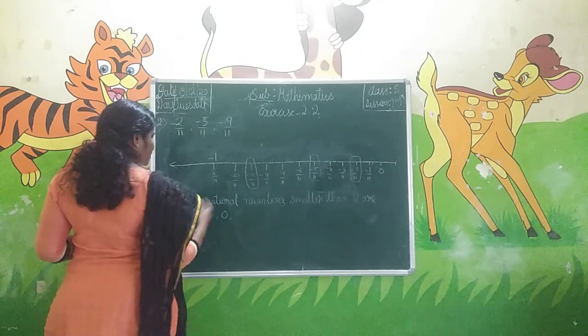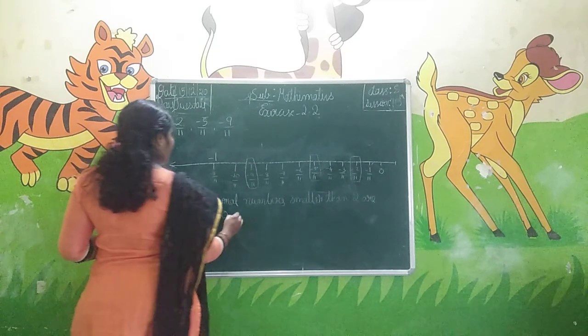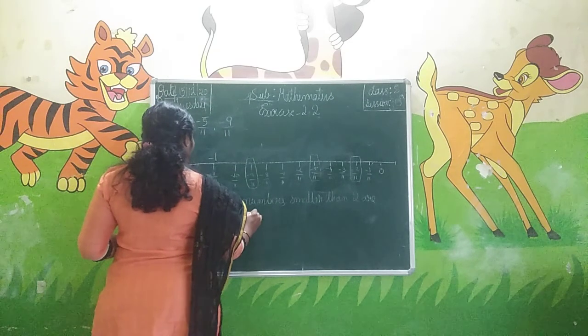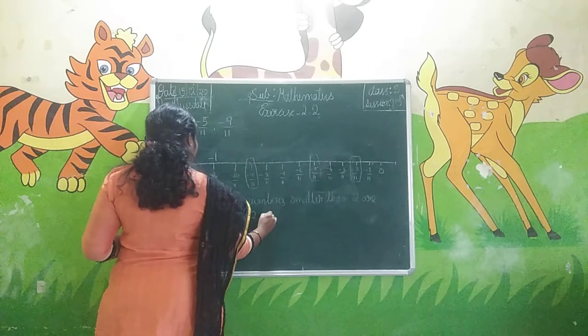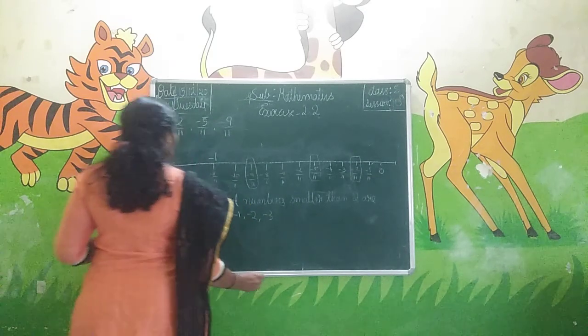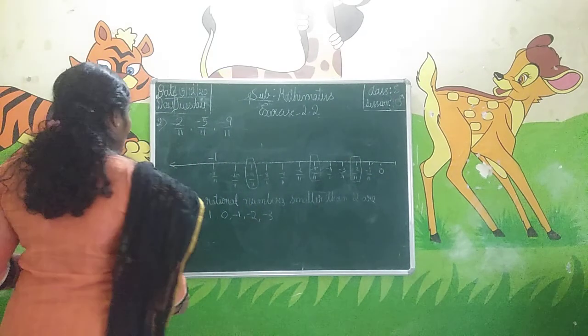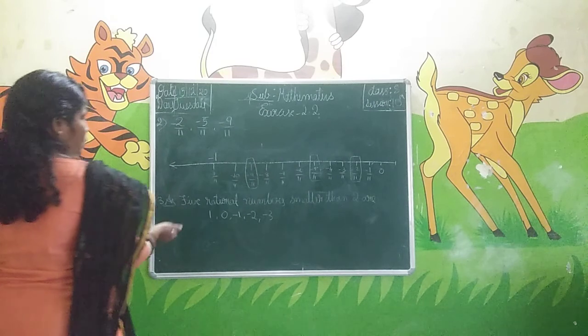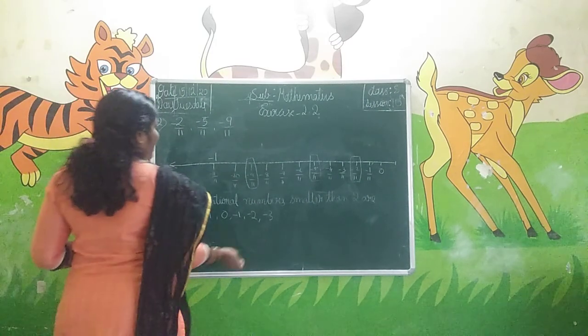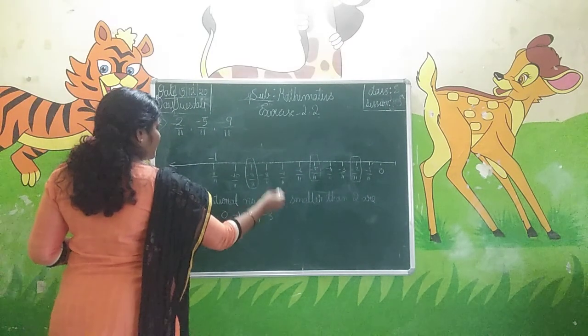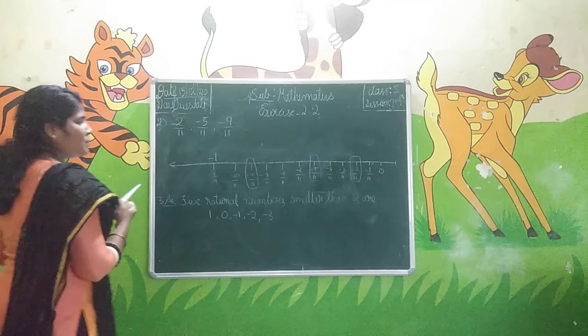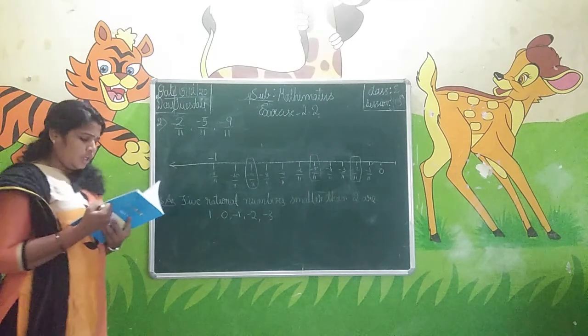Okay, after 0 which are the numbers we will get? Below the 0 we will get -1, -2, -3. Okay students, these are the rational numbers. They have asked only 5, so I have written only 5 rational numbers. Below this -4, -5, -6, -7, those are all the numbers which are smaller than 2.